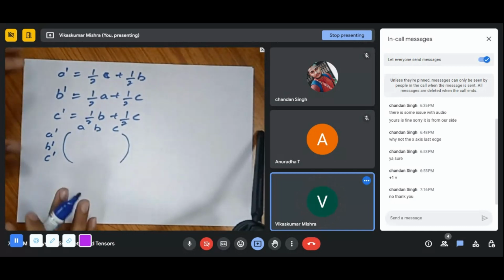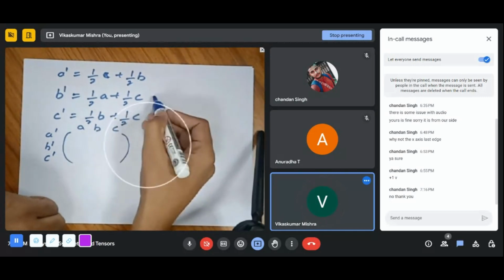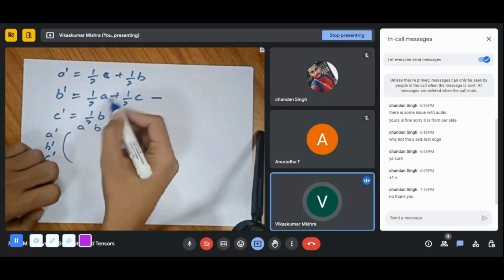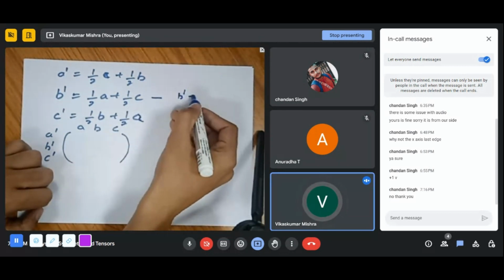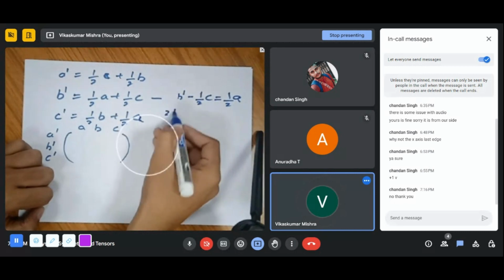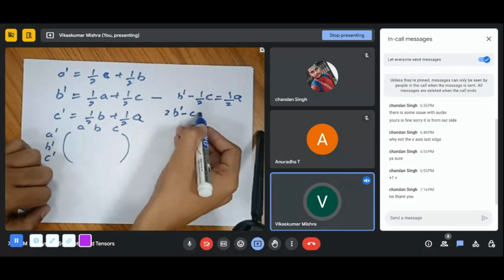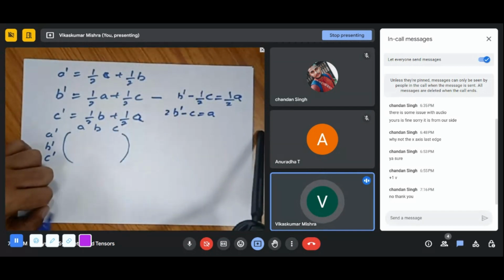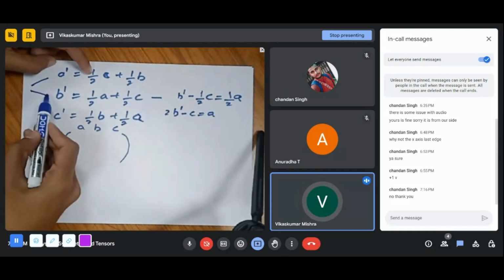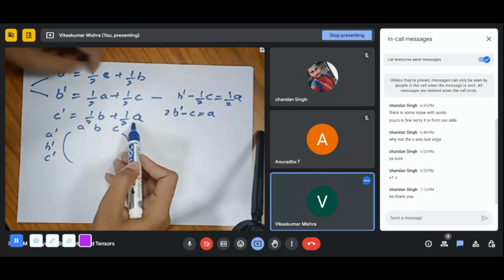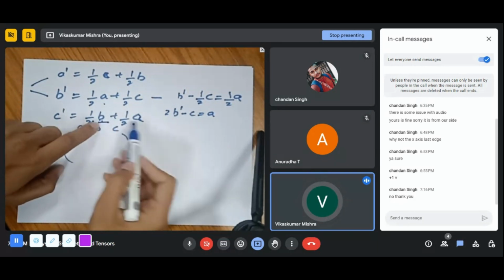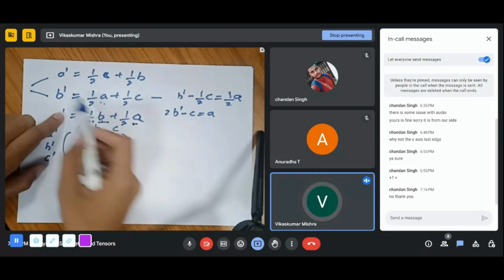So now let us take this particular one. C prime should contain C. Now we can find the A from here. It will be equal to B prime minus 1 by 2 times C, which equals 1 by 2 times A. We can write 2 times B prime minus C is equal to A. Now we have to find the C value. From A prime and B prime, let's find C. We should subtract something which should give me C only.